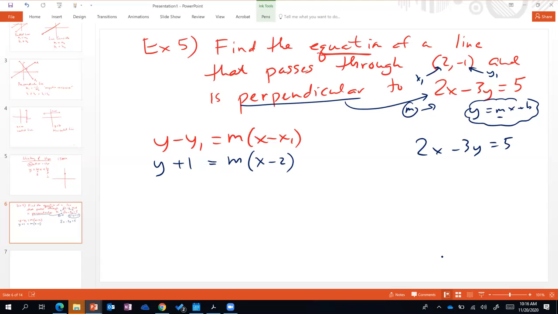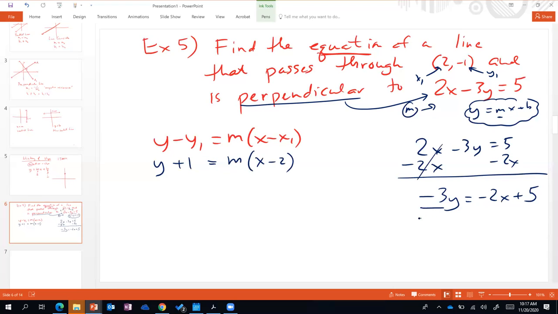okay, let me start. So I'm going to subtract 2x from both sides. That cancels. I'm left with -3y is equal to, and I like to put the one with x first. We good? Because that's my form. My form is y is equal to something with x plus some weird b at the end. All right, what should we do? Divide by -3 is perfecto.